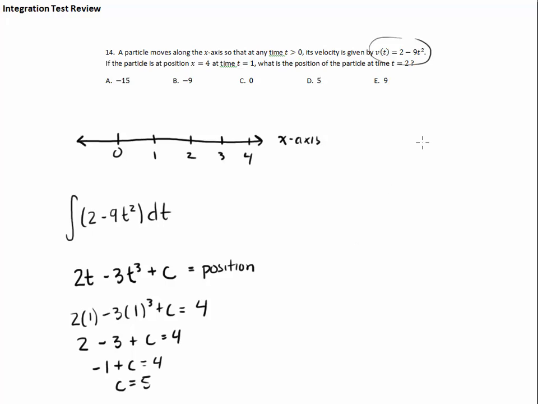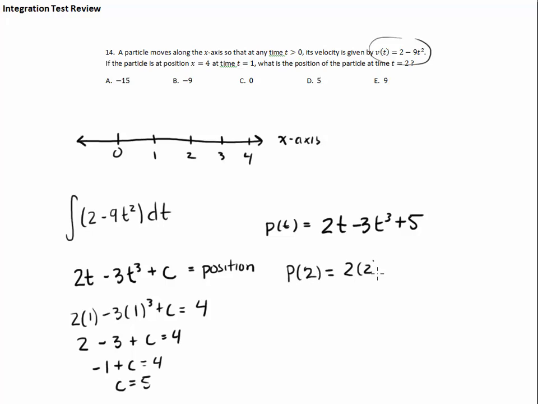So our position equation for this particle, which will tell me the position at any time I want, is 2t minus 3t cubed plus 5. We'll just call it p of t, our position equation, and I got that based off of the velocity equation. Now the actual question is asking what is the position of the particle at time t equals 2. This equation will tell me the position at any time, so we just have to evaluate it at 2.